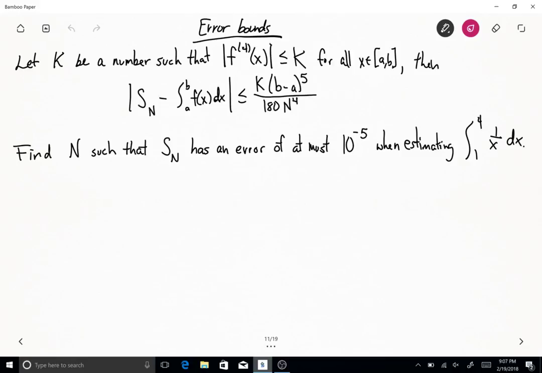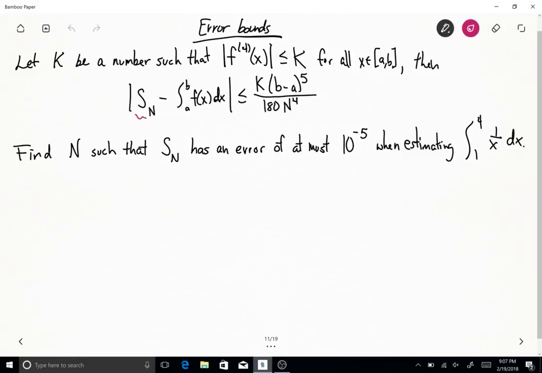Okay, so error bounds. Now, these things get a bit tricky at times, but we'll try and work this out as best we can. And I understand you won't have a calculator come exam time, so I'll tell you an appropriate stopping point. But just for kicks, we might try and see how far we can go with this thing. So find n such that Sn has an error of at most 10 to the negative fifth when estimating the integral from 1 to 4 of 1 over x dx, where you have this error bound.